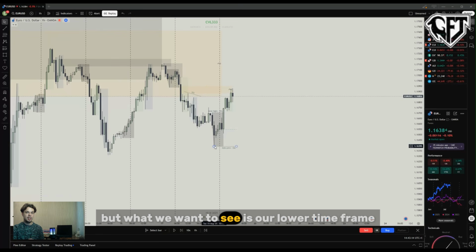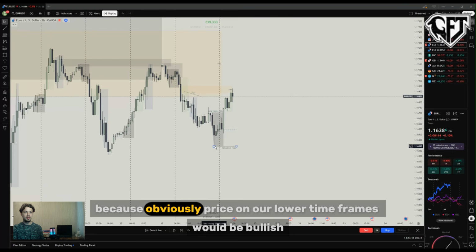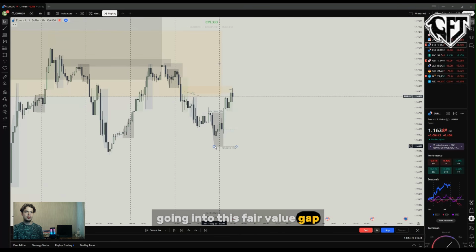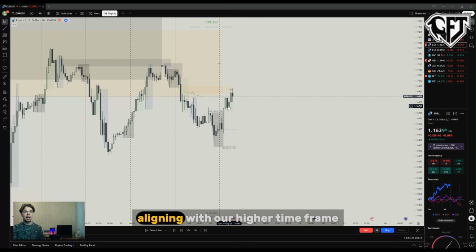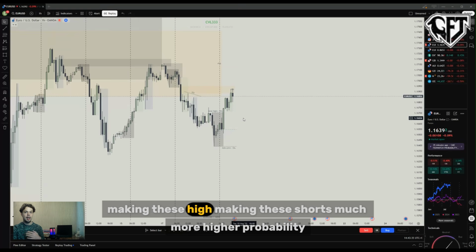But what we want to see is our lower time frame order flow shift from bullish to bearish, because obviously price on our lower time frames would be bullish going into this fair value gap. So we would like to see that lower time frame shift bearish, aligning with our higher time frame, which will then give us complete confirmation to start looking for these short entries, as our time frames are aligned, making these shorts much higher probability.